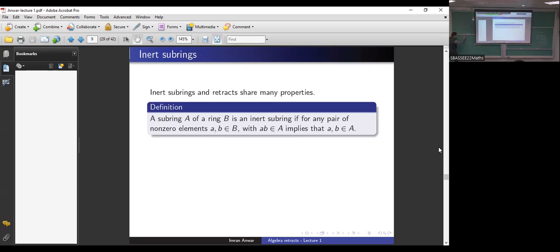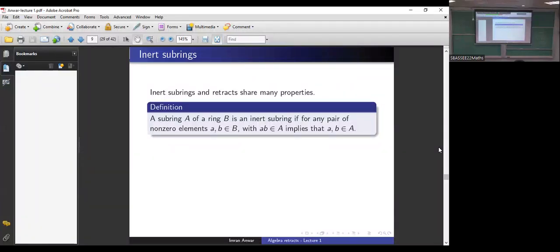So for instance, this is your bigger ring B. This is your smaller ring A. If you take any two members from B with the property that AB is inside A, then this implies that A and B are somewhere in A. Then we say that A is an inert subring of B.